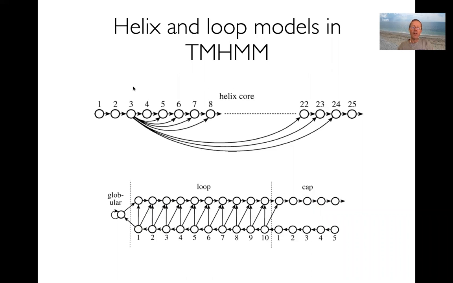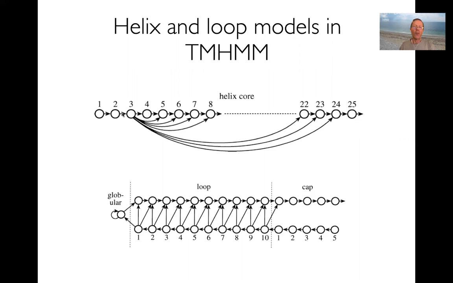So the helix core states, this is the internal structure for the helix core state. You have a number of states that each can emit a residue, mostly hydrophobic residue. But you also have delete states, so you can model any helix core that is from, say, 1, 2, 3, up to 25 residues long. So that's the longest possible core you can model.